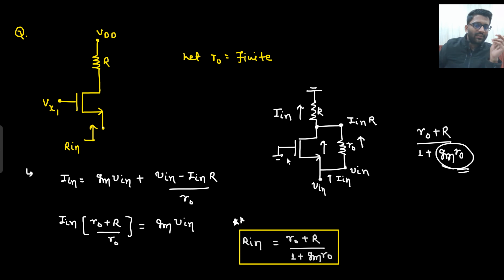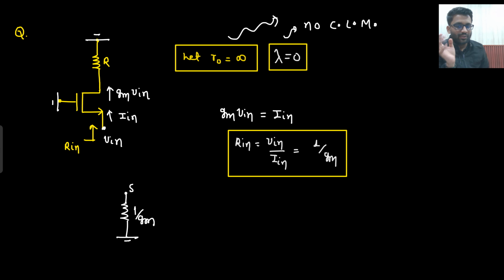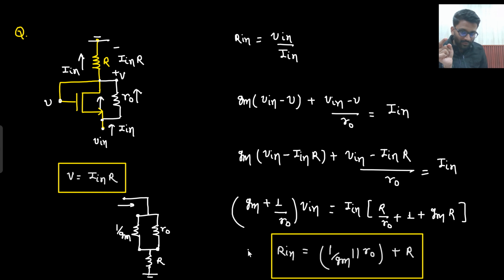So this kind of analysis you can do. Otherwise, if you want to remember the answer, you can also remember it, because it is a standard circuit. And the way of remembering is R naught plus R divided by 1 plus gm R naught. But just remember one thing, because this option will also be there. So don't make this mistake.